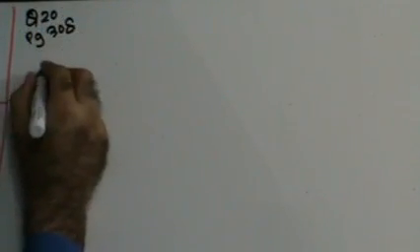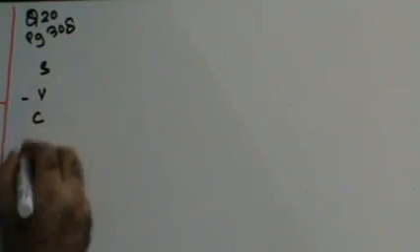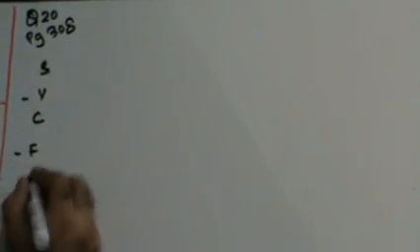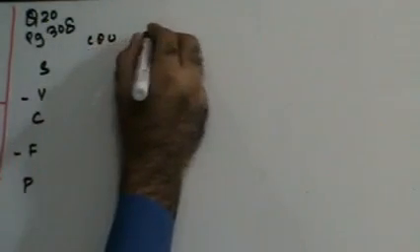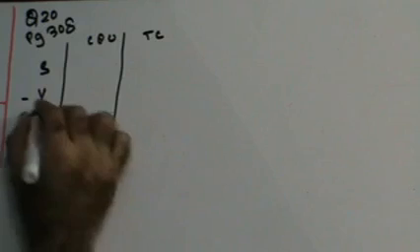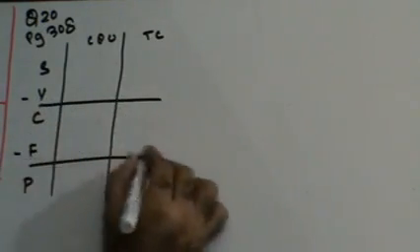Let's see question number 20, page 308. Let's make the format first. Sales less variable cost gives you contribution, less fixed cost gives you profit. CPU, TC. Units.